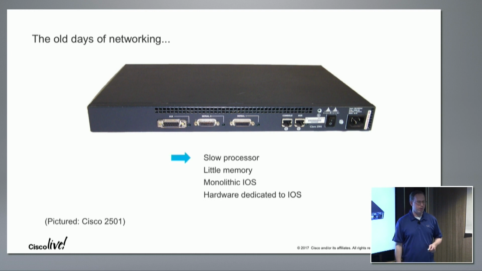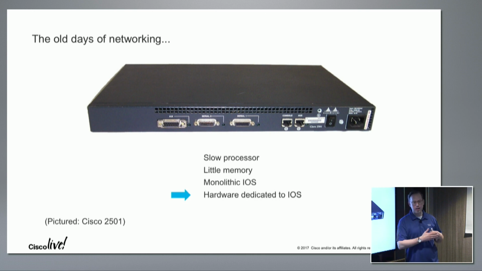And this had a slow processor. It had a Motorola 68000, 20 megahertz. Great processor, but a little slow. Not much memory. Very monolithic iOS, right? It was basically one package. It did one thing. That was route packets, right? In and out. Push packets in and out. That was what the 2501 did.